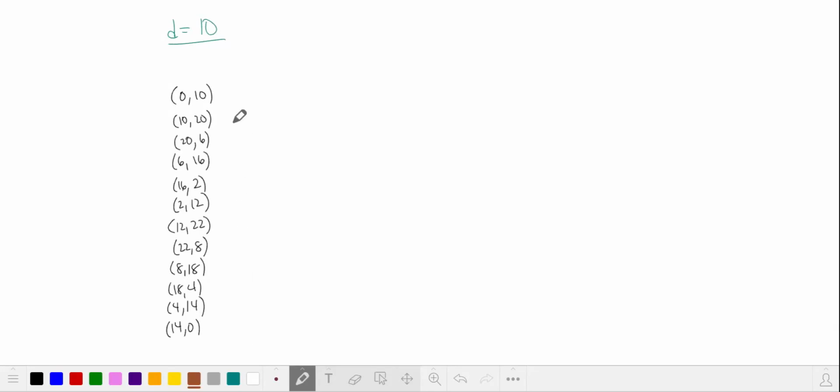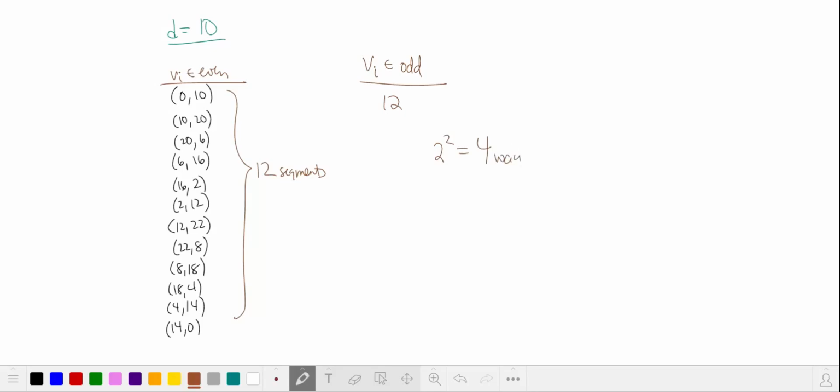For d equals 10, let's start with the segment that joins 0 and 10. By the time we've made our way around the circle, we've generated 12 segments where all the vertices are even. So we'll be able to create another set of segments where all the vertices are odd, and that will also contain 12 segments. So we'll pick 6 of these from each of them, and there are 2 ways of doing that for 4 total ways where d is equal to 10.